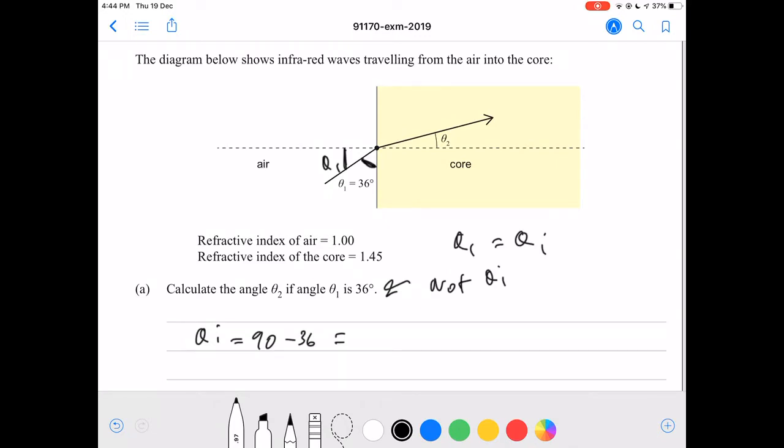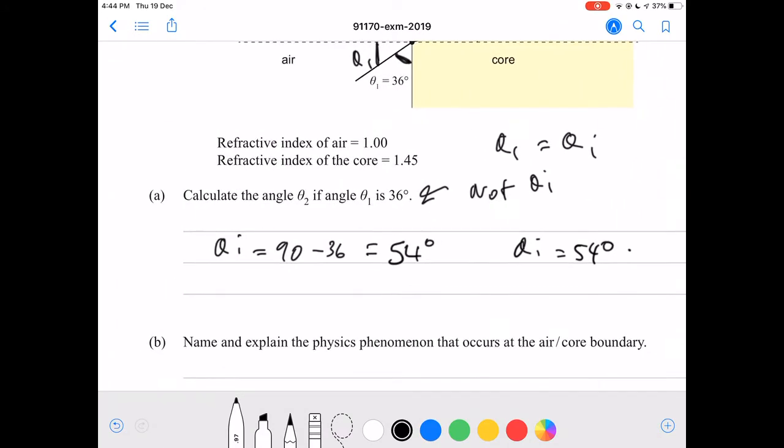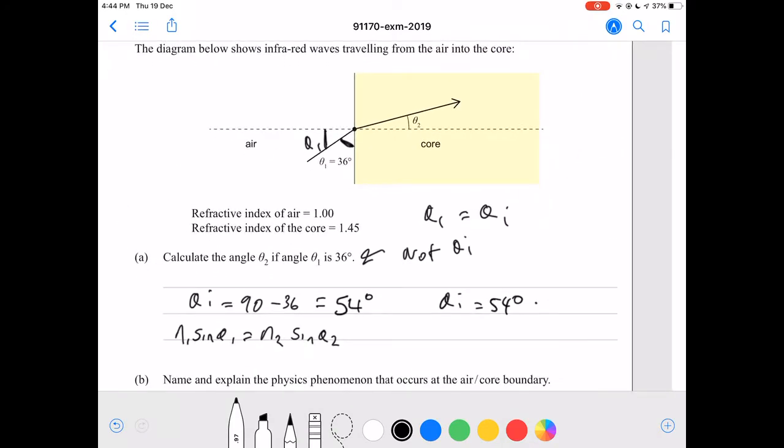Always make 54 degrees. So now we know our angle of incidence is equal to 54 degrees. And now we can apply our n1 sine theta 1 equals n2 sine theta 2. So now we can just plug in our numbers. Refractive index of air is 1. So 1 sine 54 is equal to n2, which is 1.45, sine theta 2, which we're trying to find.